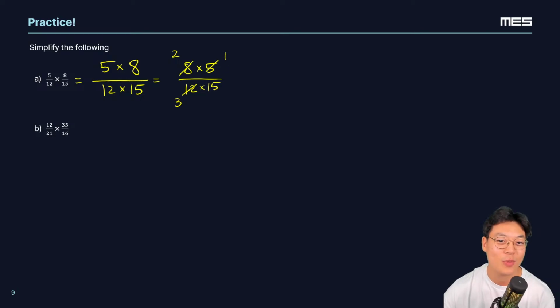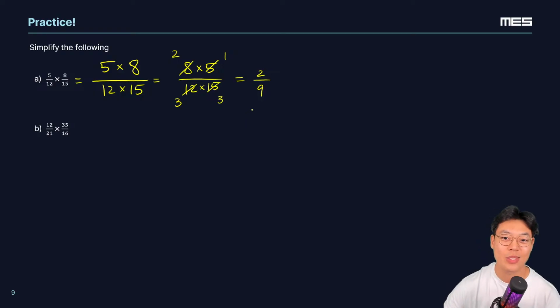5 divided by 5 is 1. 15 divided by 5 is 3. Now we go 2 times 3. We multiply across. We get 2 over 3 times 3, which is 9. Great, Max. I see you followed along as well.